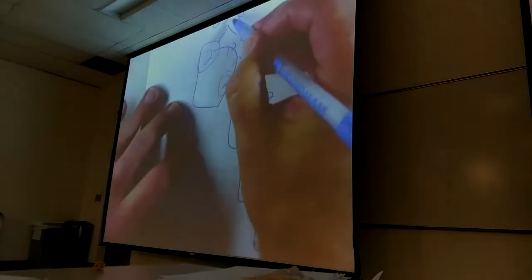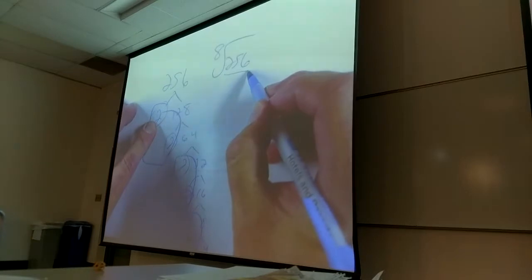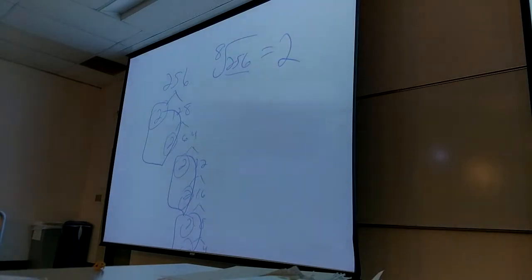If it was the 8th root of 256, what would the answer be? 2. Because if I break 256 up into 8 parts, I get 8 2s. So the answer would be 2. Let me make sure you really understand this. You know how to take the square root of 16, but you don't necessarily know the right way to look at it. The square root of 16 is 4, because if I break 16 up into 2 parts, I get 4. What's the 4th root of 16? 2. 16 is 2 times 2 times 2 times 2. So the 4th root of 16 is 2.